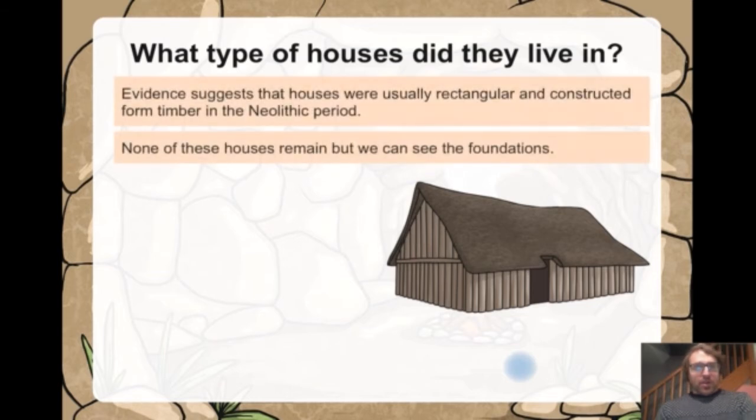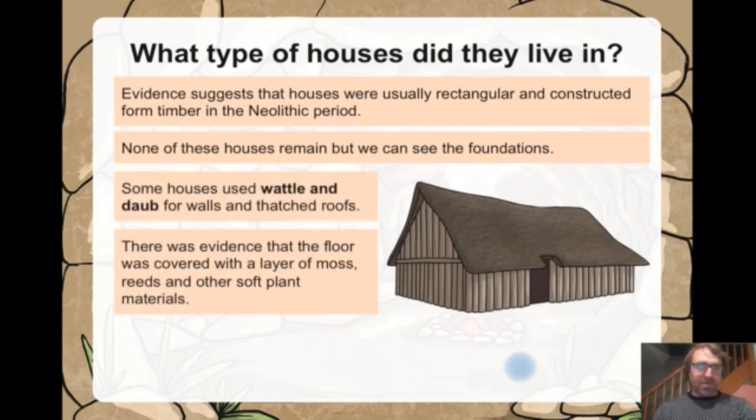So what evidence suggests that houses were usually rectangular and constructed from timber in the Neolithic period? None of these houses remain, but we can see the foundations. Some houses use wattle and daub for walls and thatched roofs.